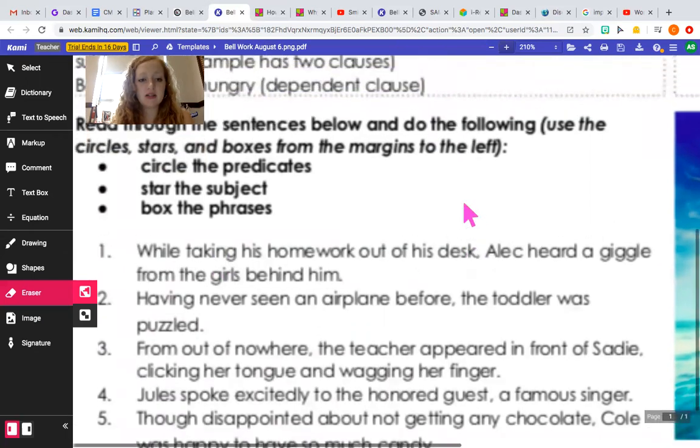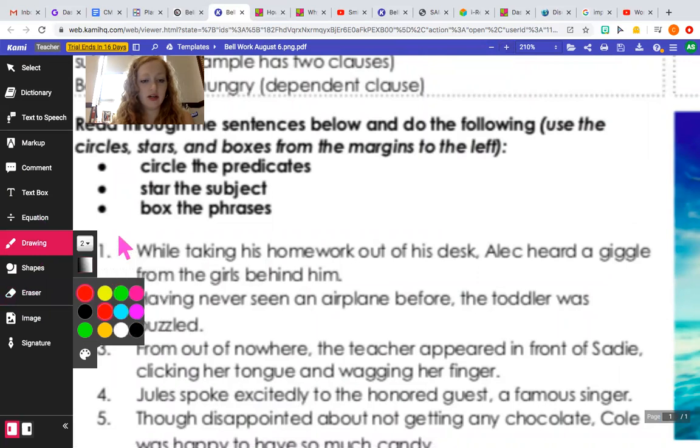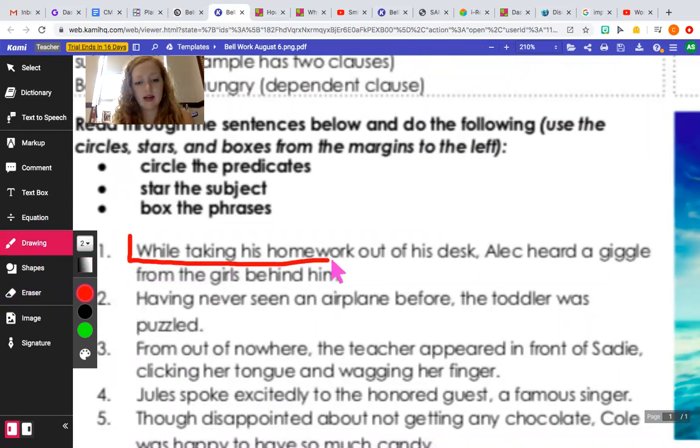And with phrases, we are supposed to box them in. So I'm going to get my little drawing over here, and I'm going to box this the best way I can when I'm drawing on a computer. Okay.